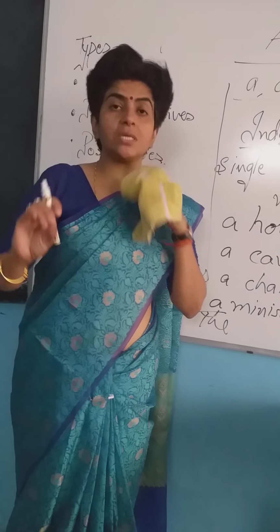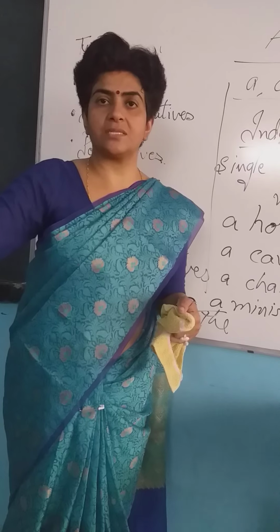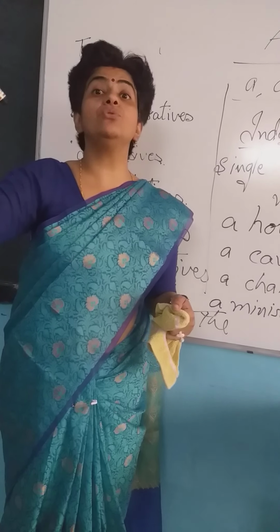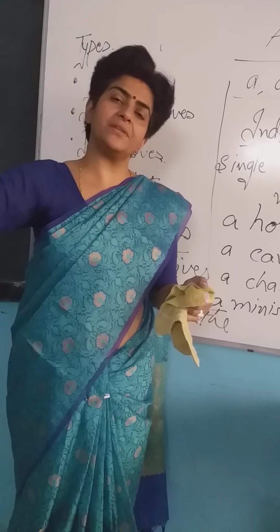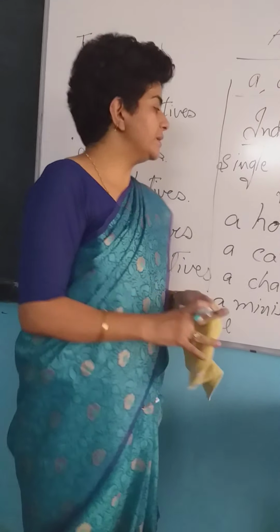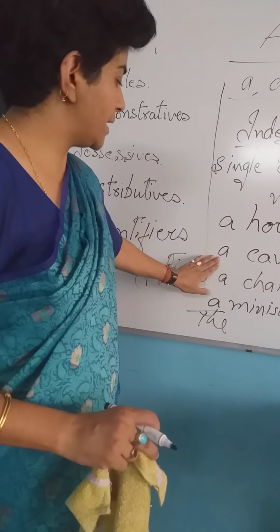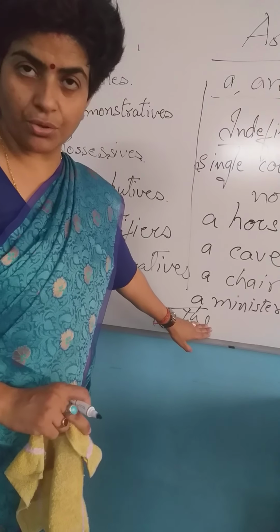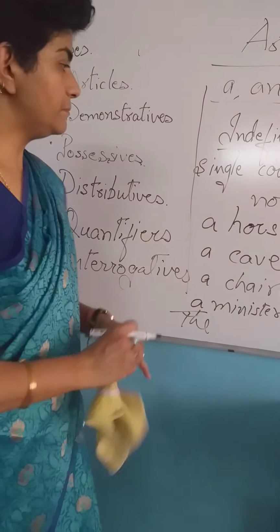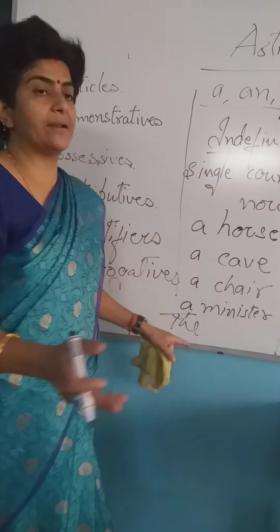It can be used, "a student's bag", in a sense, when we use it with apostrophe S. When we use it with a possessive thing, then you can use it. But here, something like a horse, a cave, a chair. I would prefer "the minister" when we are very sure about that minister. Now, "a minister is to arrive in the campus."